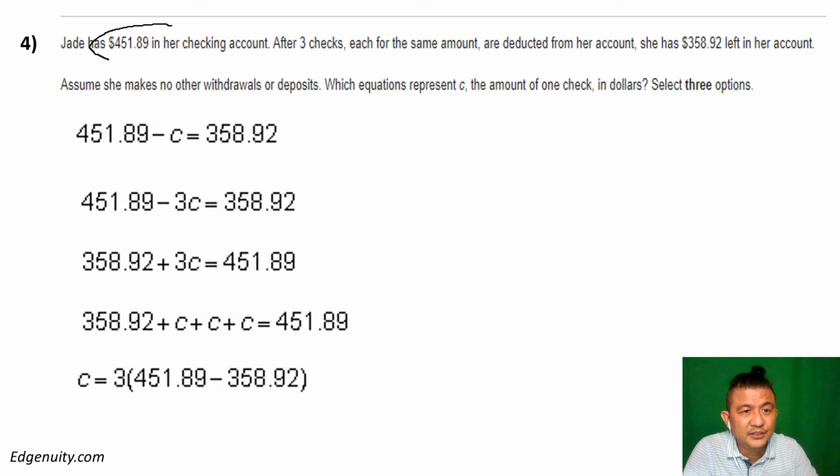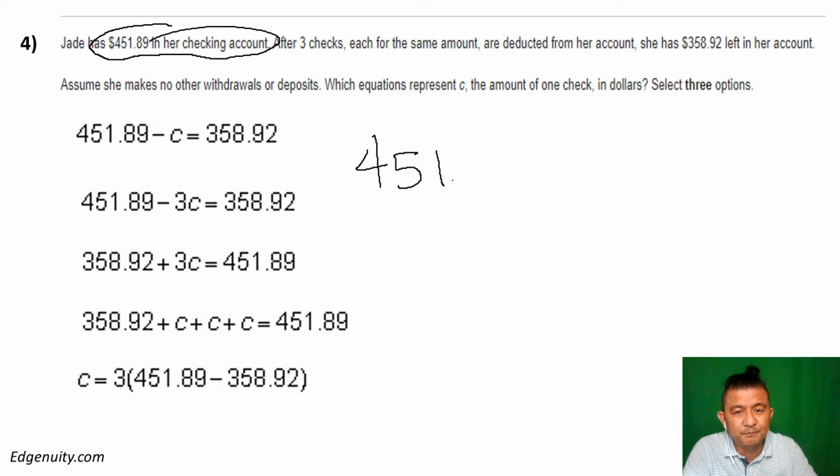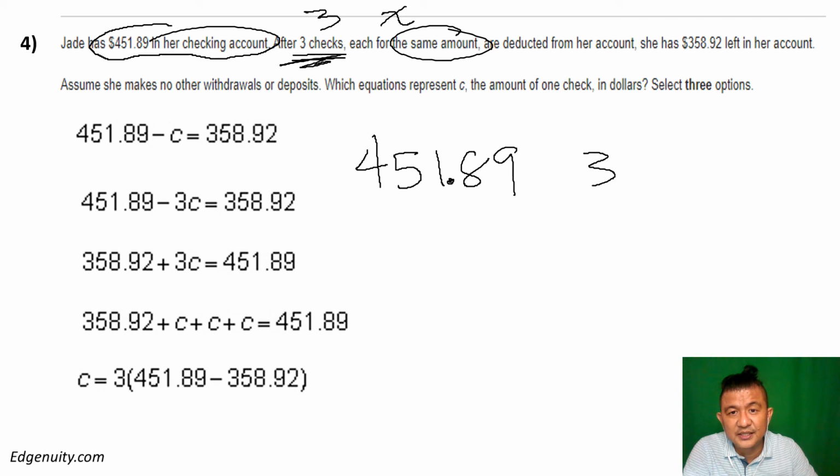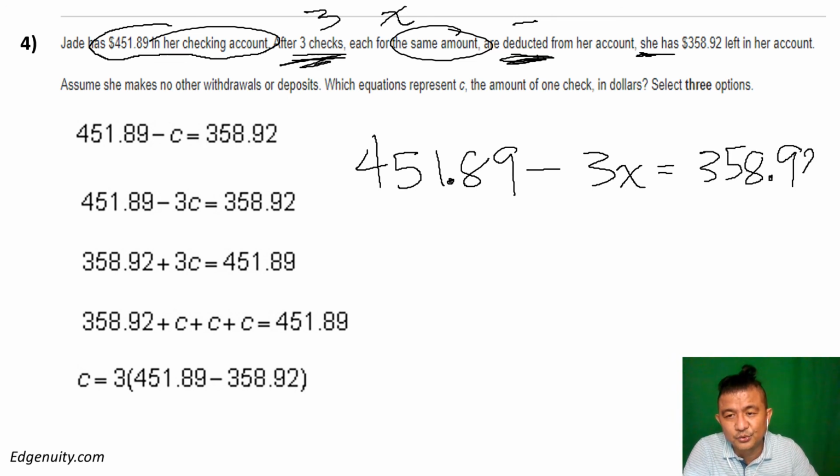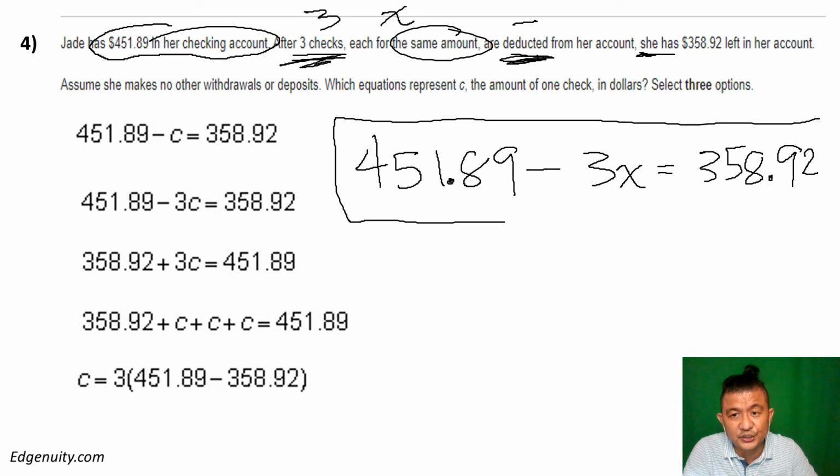Okay, let's analyze first. So this is the money Jade has. 451.89 in the bank, and then there are 3 checks of the same amount. The same amount. So let's write that as the x, and then 3 times of that. So 3x are deducted. What is deducted? Minus. You took away the 3 checks worth a certain amount, and the resulting money is 358.92. Okay, this is our main equation. Equation because we have an equal sign. Which of the following will be equal to this?